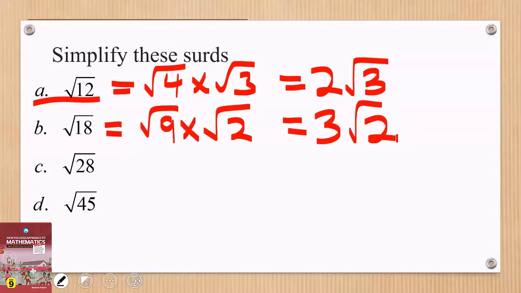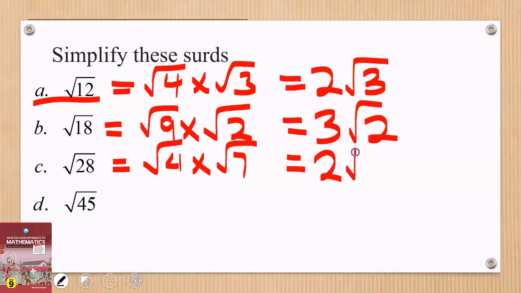Good. What about 28? What perfect square can divide 28? Starting with the lowest perfect square, apart from 1, which is 4, can 4 divide 28? Yes. And that will be 4 times what will give us 28. That is 7. And each of them will be under square root. But because 4 is a perfect square, it will give us 2 root 7.